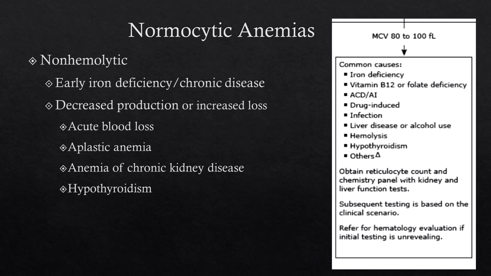So let's briefly go over the kinds of non-hemolytic anemias, and the biggest non-hemolytic normocytic anemias. The biggest culprits here are going to be iron deficiency and chronic disease, which are the most common causes of anemia in general. Now, these usually are thought of as microcytic, and many times they are. However, early on in these disease processes, iron deficiency anemia and anemia of chronic disease are often normocytic.